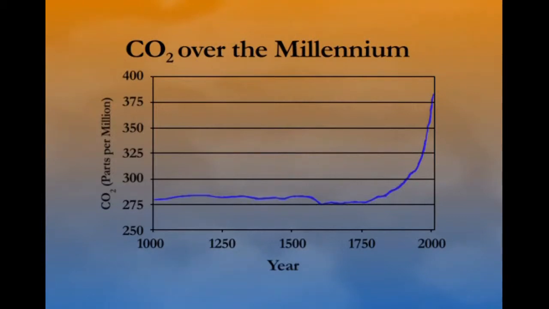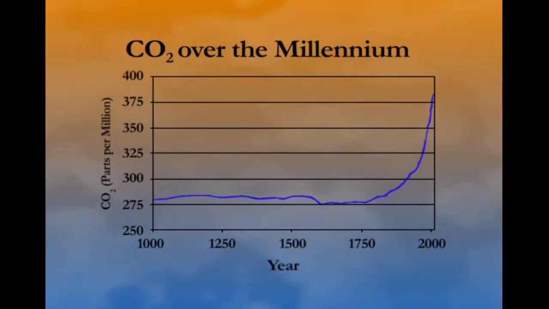So you would see essentially a level for most of the first part of the millennium, and then starting with the industrial era, a gradual upturn that gets steeper and steeper and steeper at the end. That's what a graph of CO2 over the millennium would look like. It looks a lot like those temperature curves from those millennial temperature reconstructions that I showed you earlier.